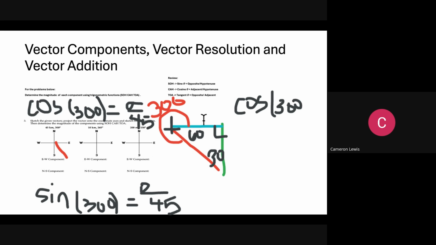10 kilometers at, this is the problem you have, 260 degrees. It's at the top when you go in the breakout room.